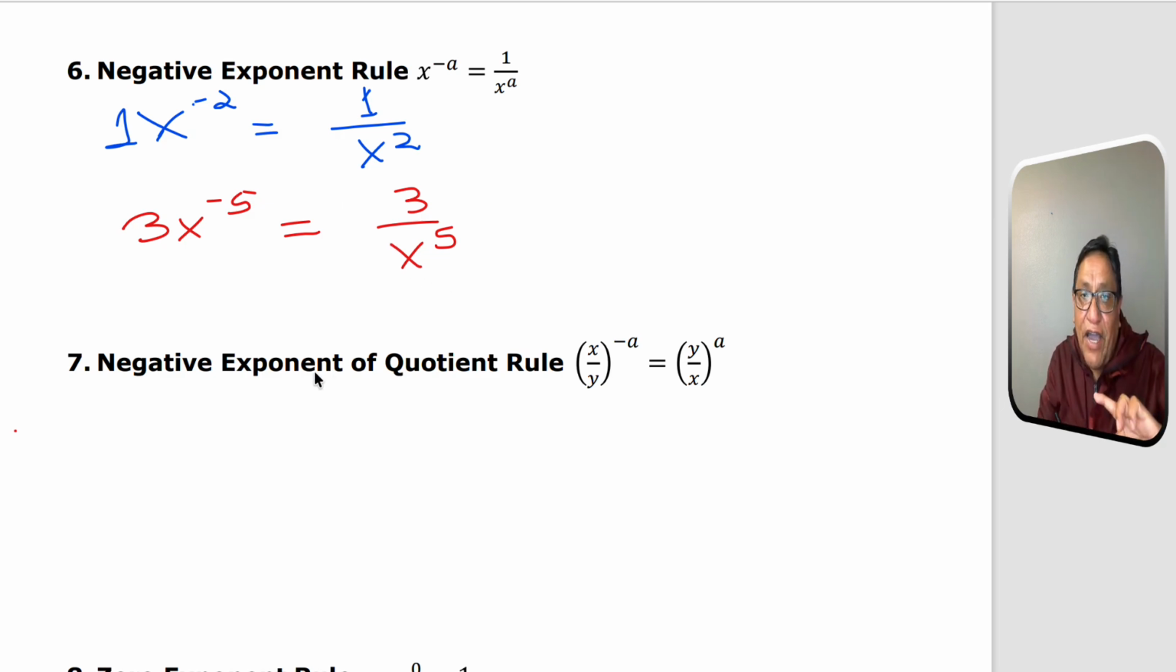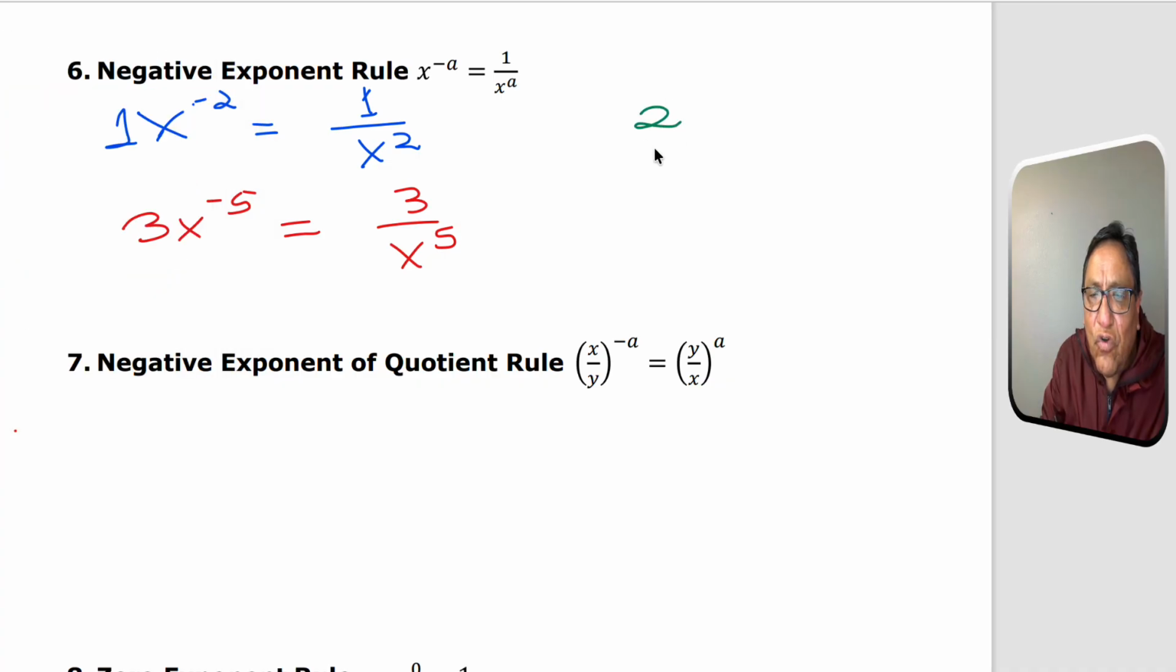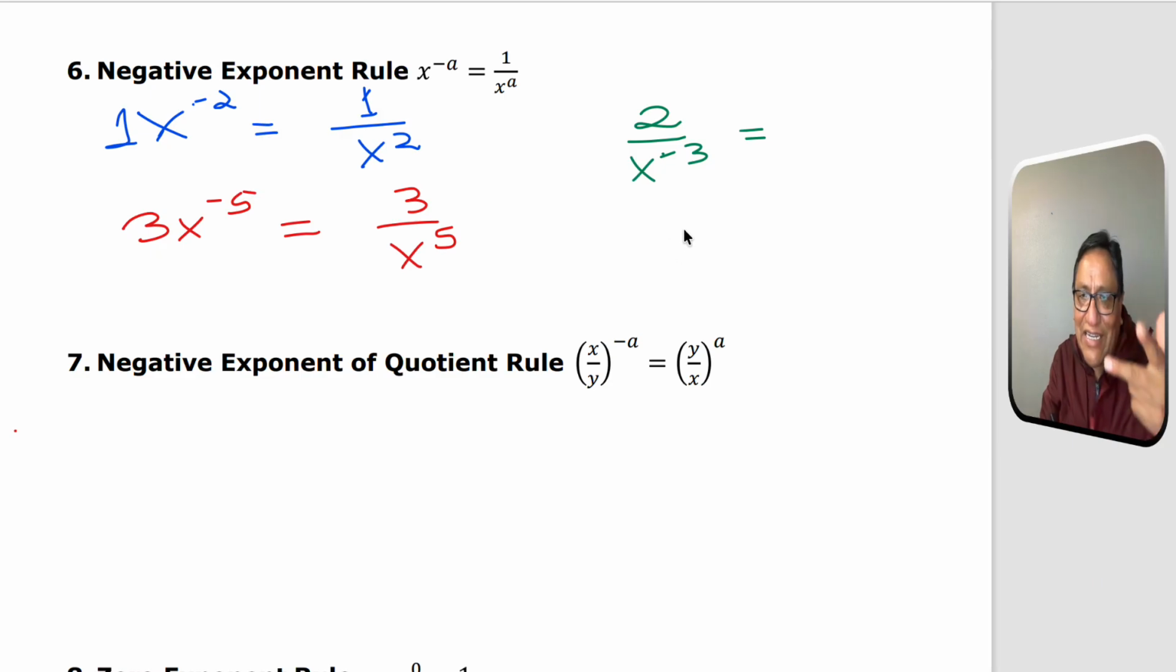And it can also go the other way around. So for example, let's say you have 2 over x to the power negative 3 in the denominator. So this x to the power negative 3 we can send to the numerator and it will become positive. So it will be 2x to the power 3. So kind of like going backwards. Okay.